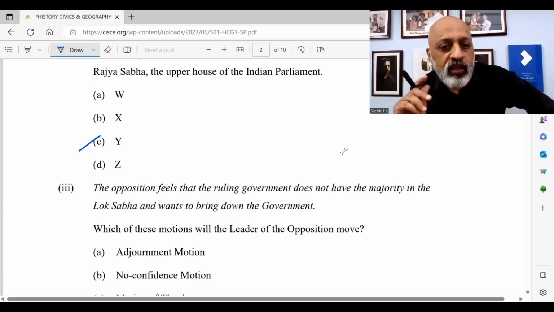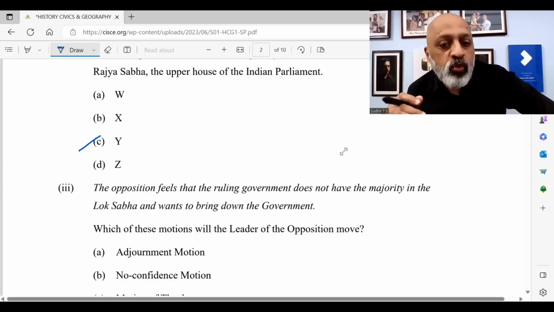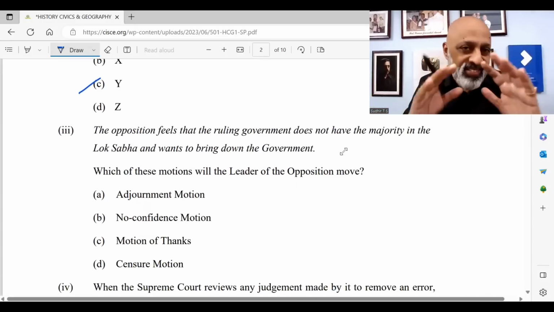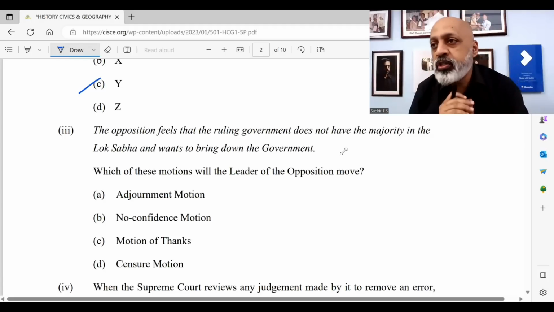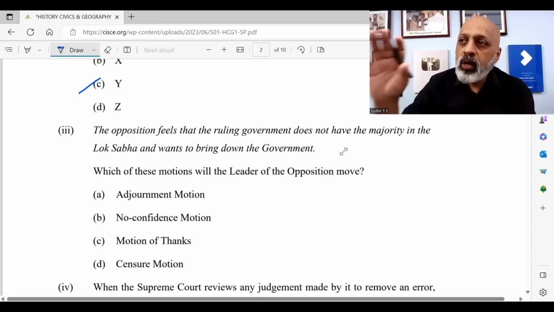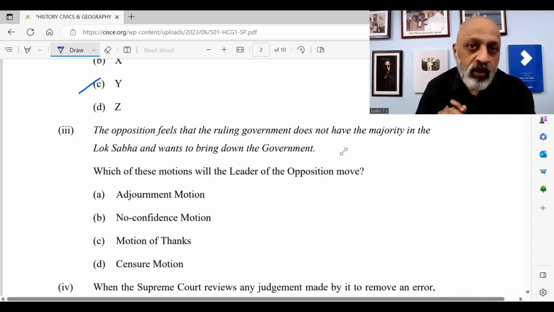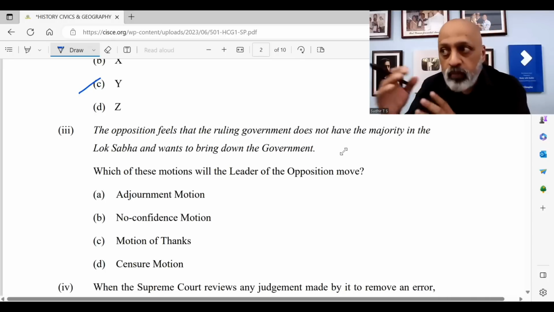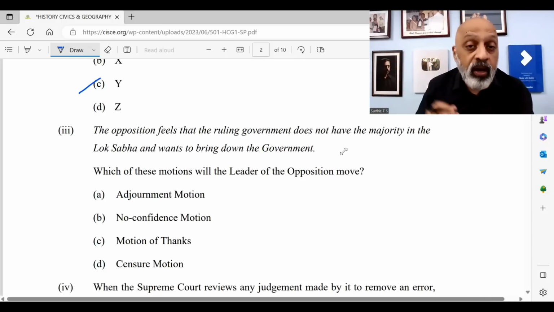The opposition feels that the ruling government does not have the majority in the Lok Sabha and wants to bring down the government. Which of these motions will the leader of the opposition move? Adjournment motion. Now this is a straightforward, but with the help of an example, they've just tried to, like one of my favorite questions, which is also there in our test papers, would be like, Mr. So-and-so, Shanti Bhushan, had to resign after 6 months, okay, as minister. Why? So you need to know that you need to become an MP of either the Lok Sabha or the Rajya Sabha within 6 months.